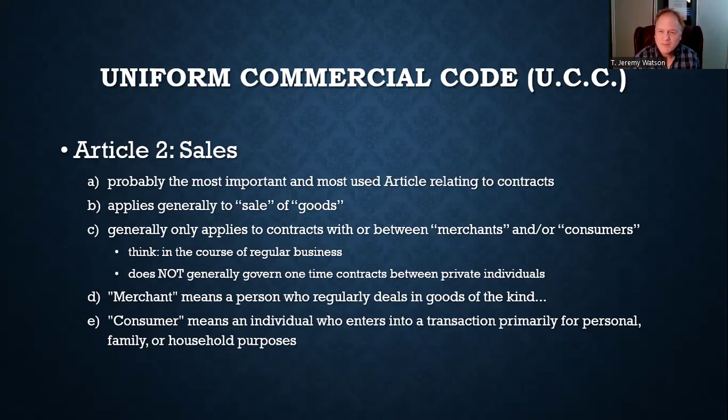Does that make sense? All right, so UCC Article 2 only applies to contracts for the sale of goods by or between merchants and consumers. You've got to have at least one merchant in order for the UCC to apply. And then what is a consumer? Well, that could help, right? If you can identify that both parties are consumers, then you know neither one is a merchant and the UCC doesn't apply.